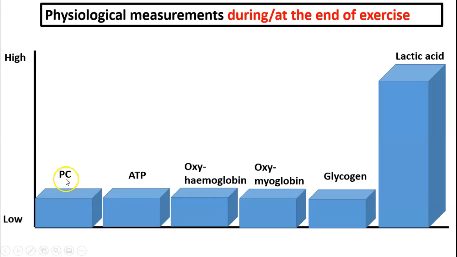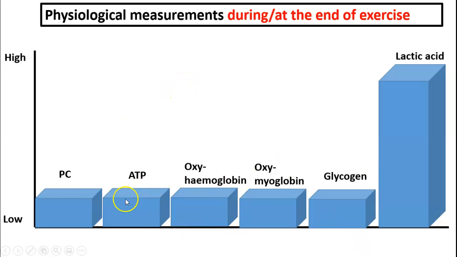You've got PC stores. As you can see, at the end of an exercise session, your PC stores are low. ATP stores, low. Oxyhemoglobin stores, low. Oxymyoglobin stores, low. Glycogen stores, low. Lactic acid stores, high. So you could start to see, I'm sure you could start to understand this.